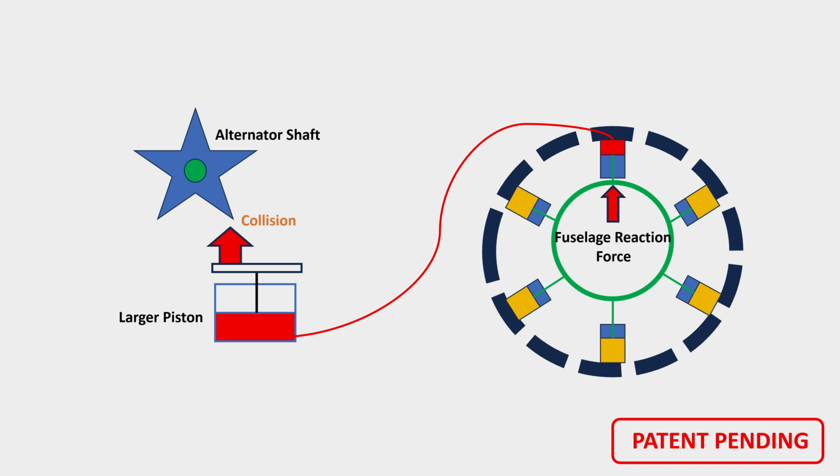When the piston compresses, the fuselage reaction force will be amplified at the larger piston rod. The larger piston rod can collide with the alternator shaft and make the alternator shaft free spin, resulting in battery charging. We have just restored a massive amount of energy back into the battery.